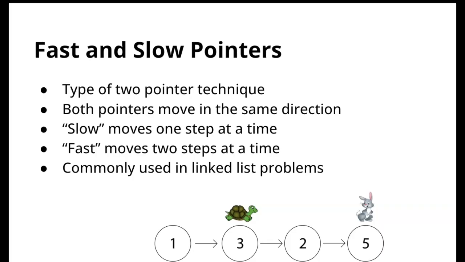So here you can see we have a starting node of 1, and that points to 3, which points to 2, which points to 5, and that points again to 3. And how would you find a cycle in this problem? There's no way to go backwards.